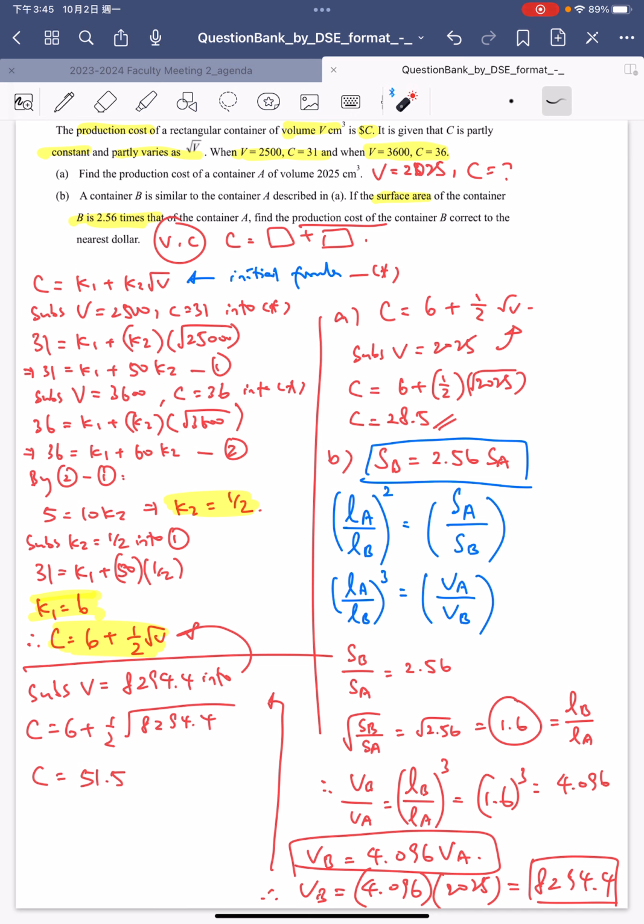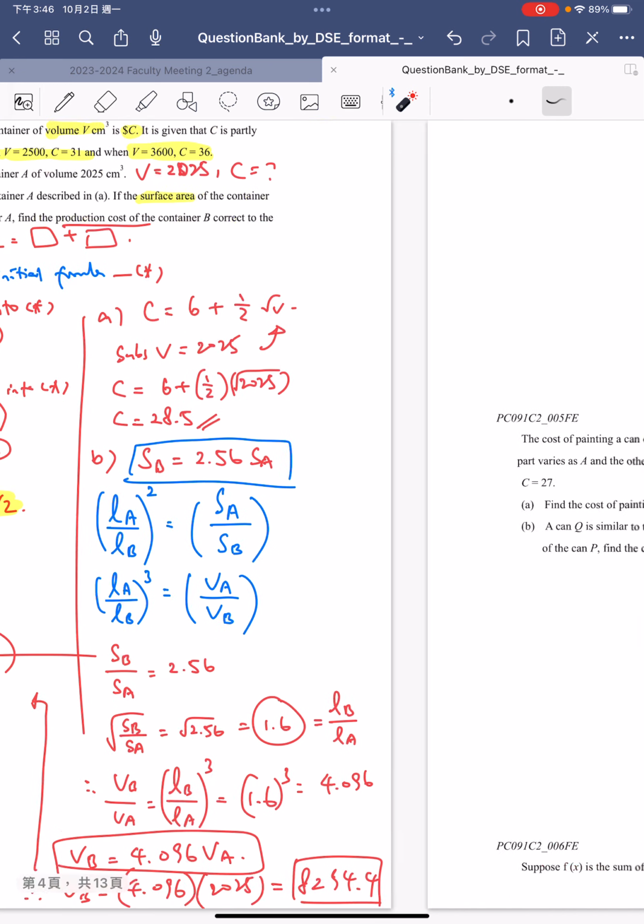So it's a little bit of a hard question, because if you don't know this relationship between them, then basically you can't do the rest. So please remember again, if you have the length ratio and you square it, then you get the surface ratio. And if you have the length ratio and you cube it, then you get the volume ratio. So that's for question 4.